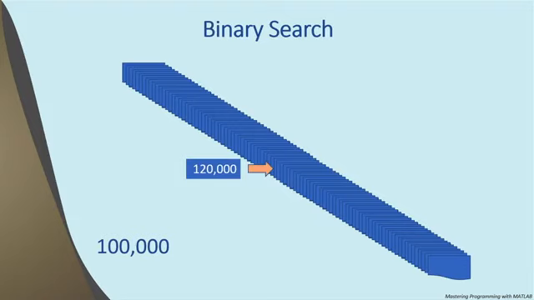If we overshoot, we'll go back halfway. If we're now under, we'll go a fourth of the way forward. Basically, at every step, we cut the size of the list in half.